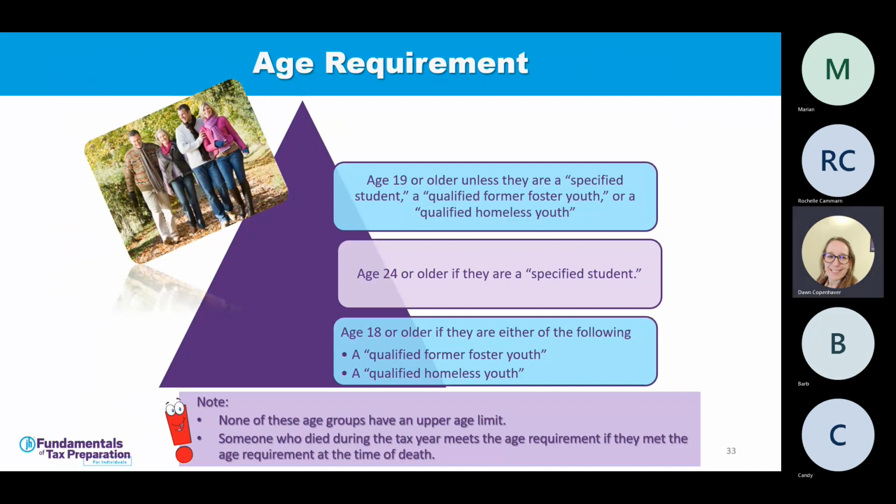You had to be 24 or older if you were a student to claim earned income credit last year, and 18 if they were a qualified former foster youth or a qualified homeless person. So again, those are last year's rules. Just be aware that 2021 had a lot of different things going on because of the coronavirus relief packages that had been passed. But for 2022, we're back to normal with age limits, income limits, etc.